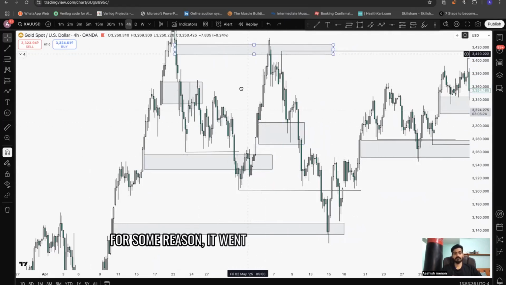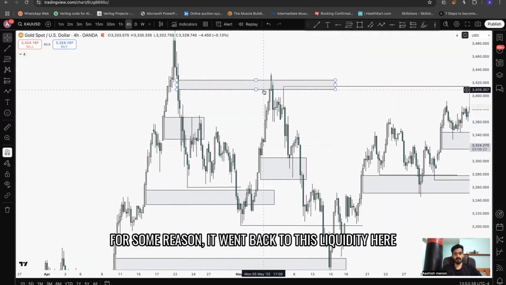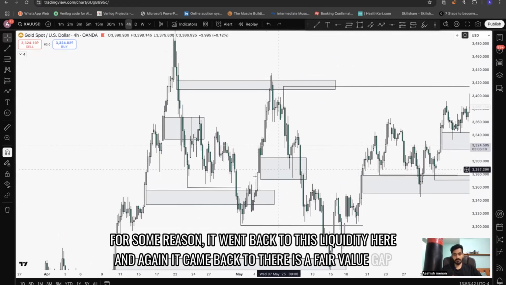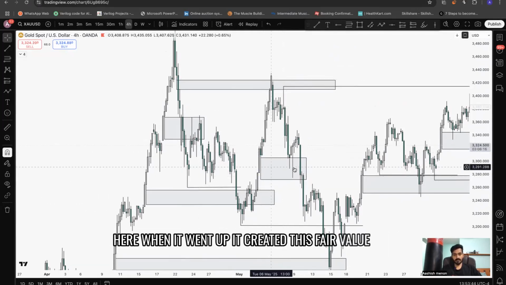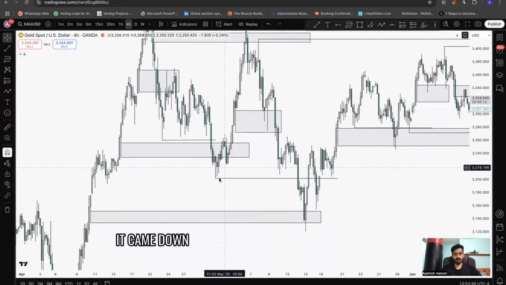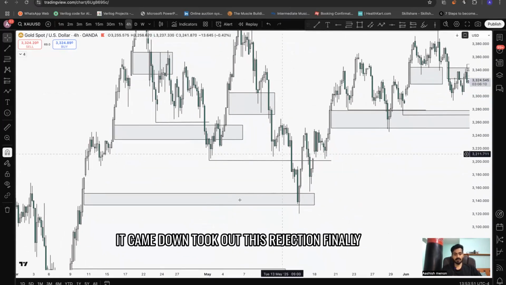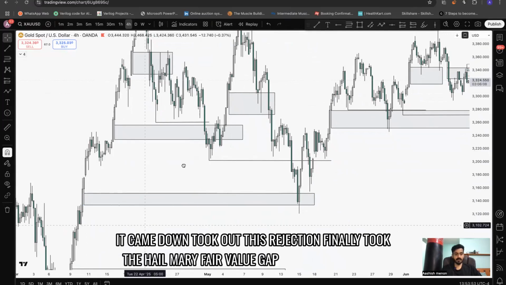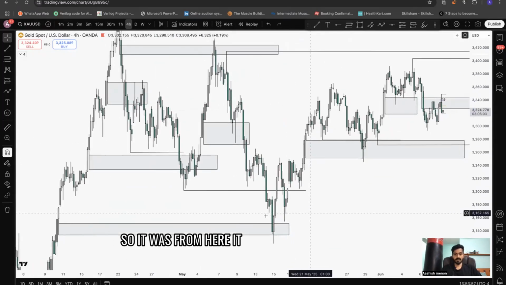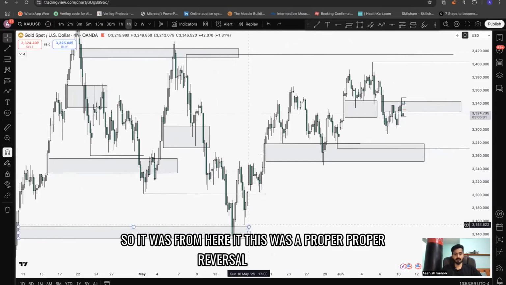For some reason, it went back to this liquidity here, and again it came back to a fair value gap here. When it went up, it created this fair value gap. It tried to sustain, but it didn't sustain. It again failed. It came down, took out this rejection, finally took the Hail Mary fair value gap below this. It's too low, so it reversed from here. This was a proper reversal from here.